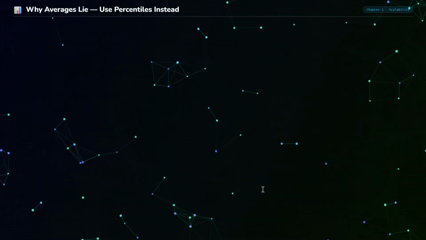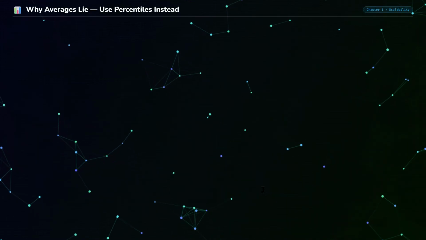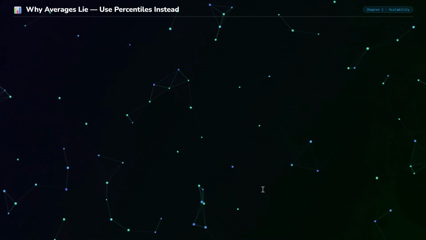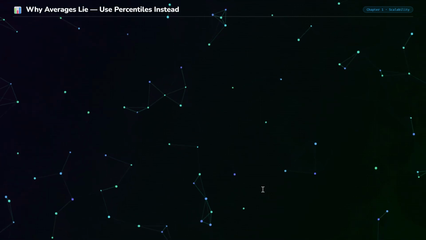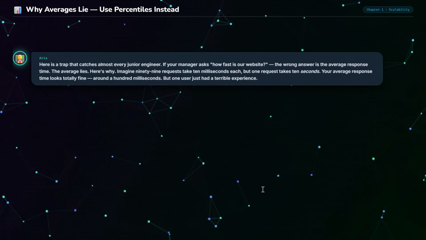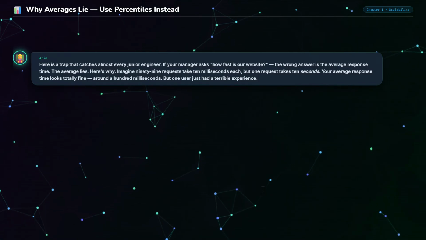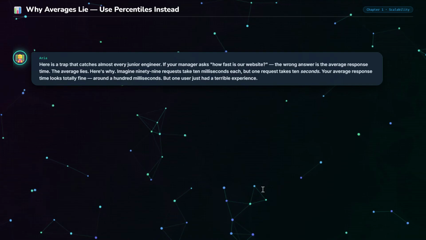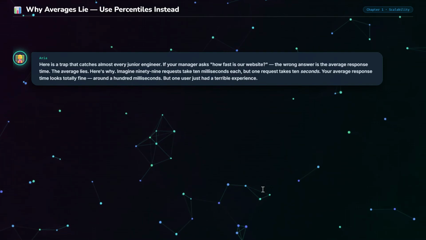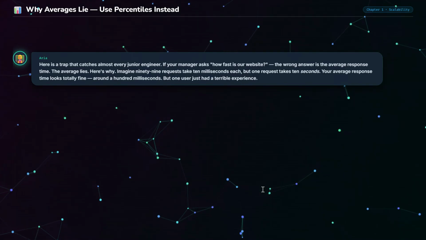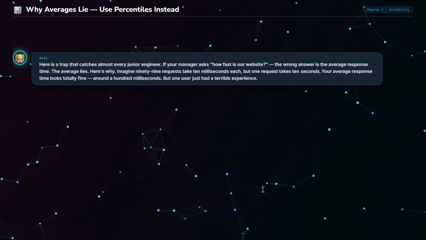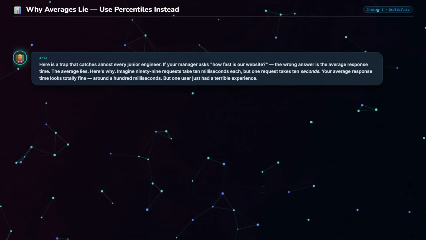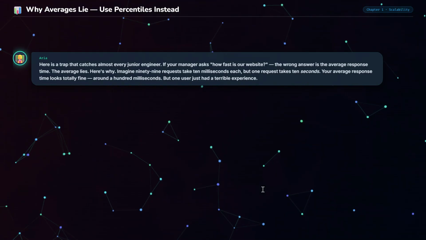And now for one of the most important lessons in performance engineering. Why you should never trust the average. Here is a trap that catches almost every junior engineer. If your manager walks over and asks how fast is our website today, the wrong answer, the answer that will make experienced engineers wince, is to report the average response time. The average is a deeply misleading number.